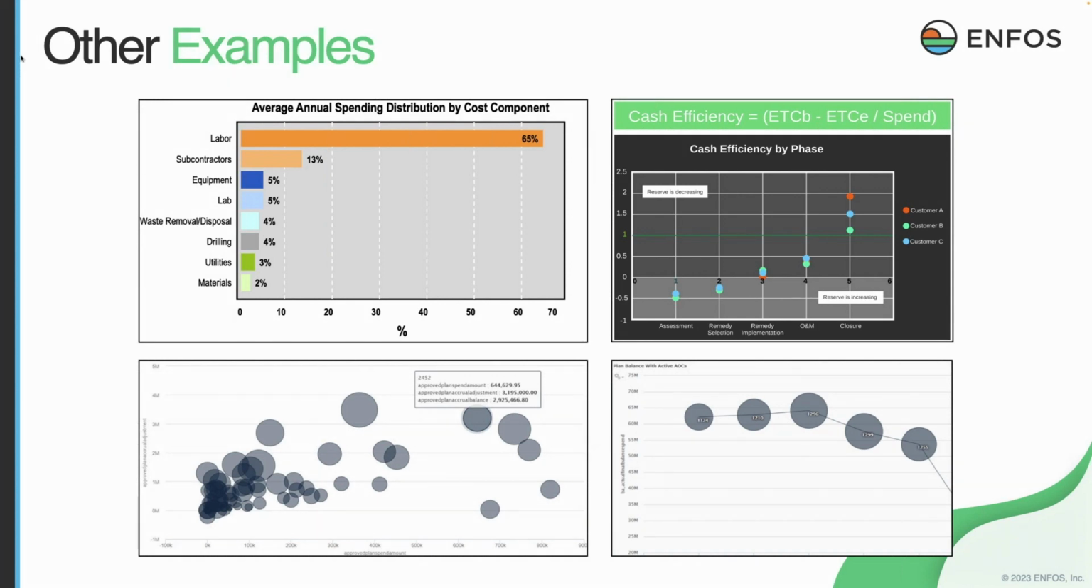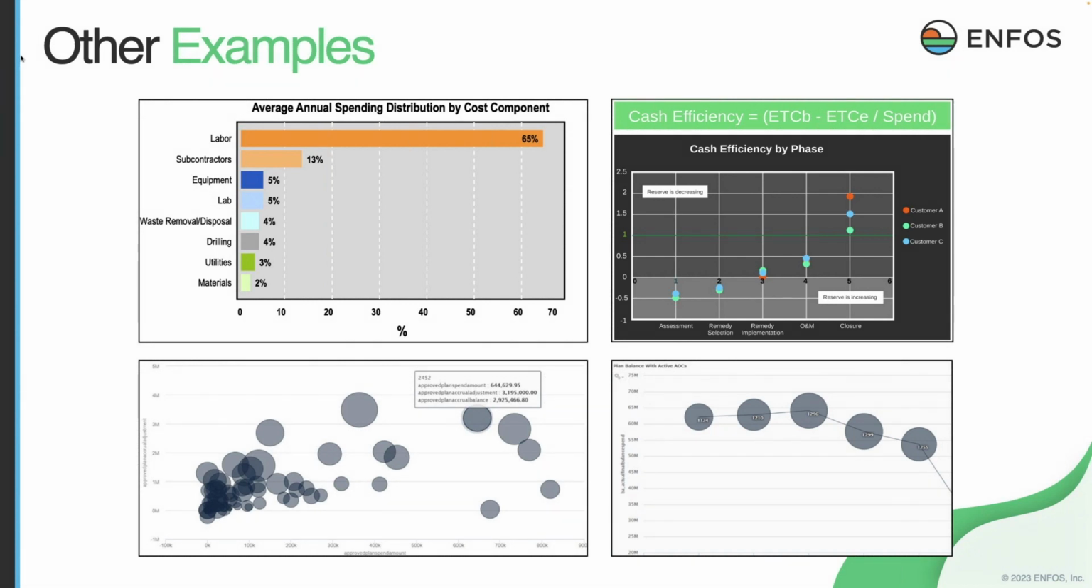It's basically looking at the effects of my annual spending compared to the beginning balance and the ending balance. And what we find is that cash efficiency changes by phase of work. I have very poor or low cash efficiencies in the early stage. When I get to around remedy implementation, I start to get around 0. Finally, when I get to my closure or long-term monitoring, I start to get to a 1. A 1 means every dollar I spend is reducing the reserve balance by about $1, right?